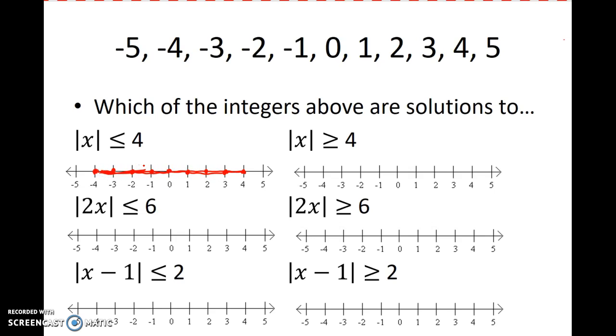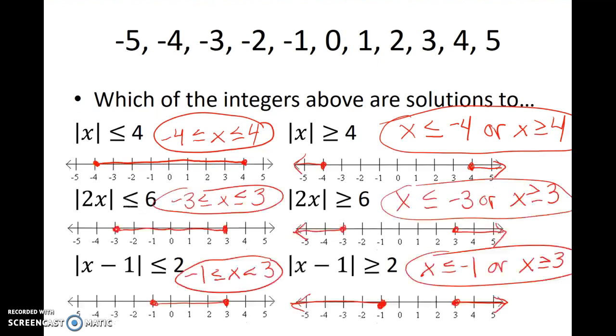So the answer to this absolute value inequality is a compound inequality where we have -4 is less than or equal to x, which is less than or equal to +4. And this is the answer to this inequality. So I want you to pause the video and complete the rest of these equations to see if you can figure out any patterns with absolute value inequalities.